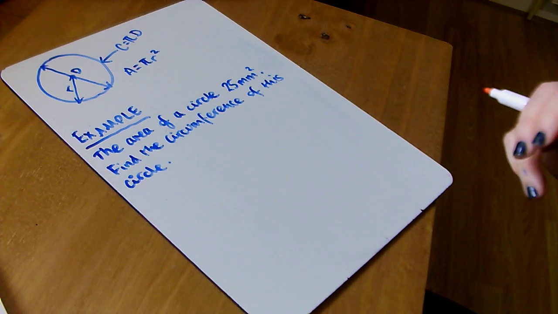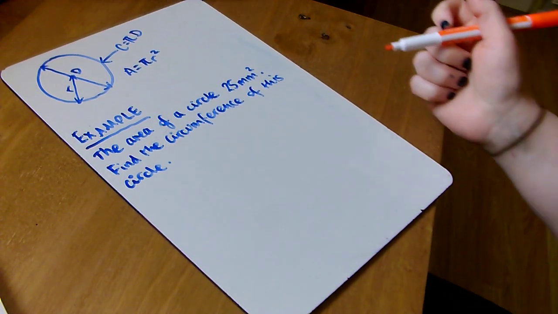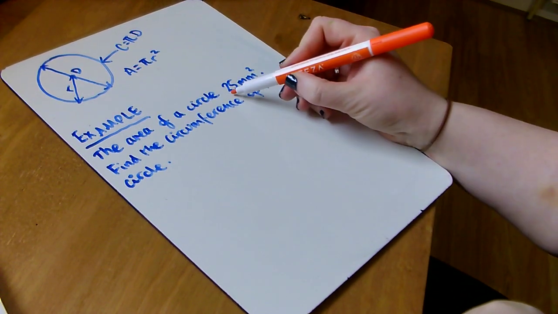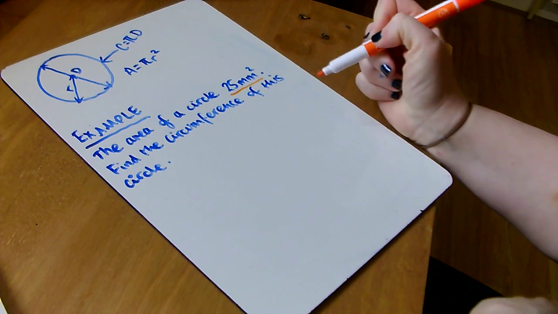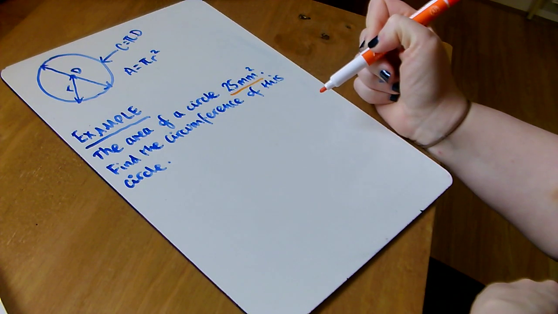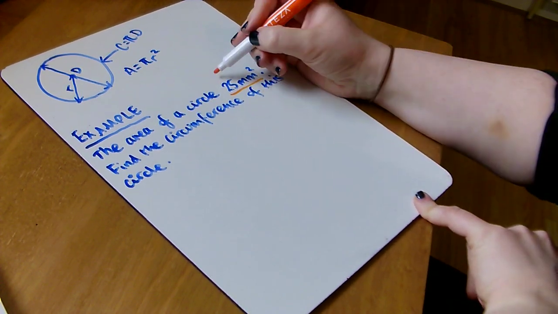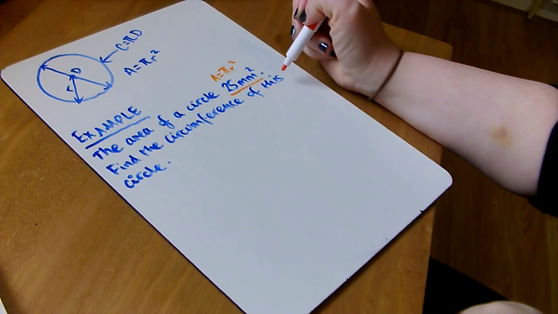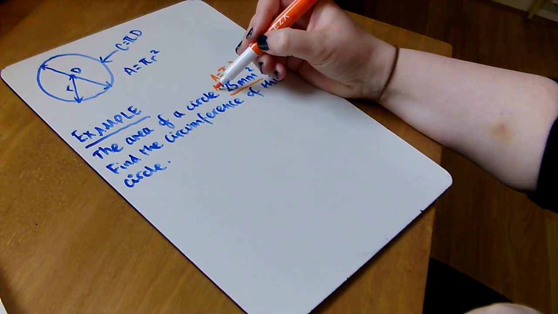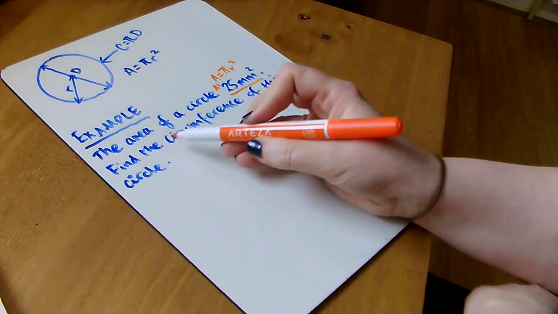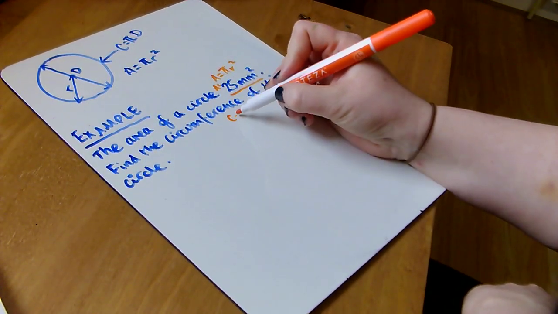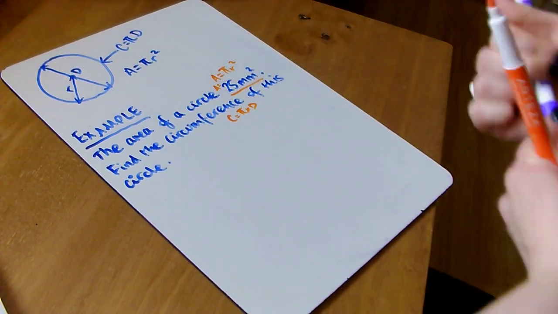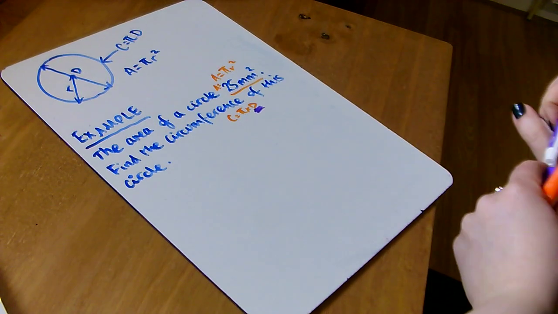So we've got a few things here. It kind of looks as though we've got limited information, because we're only told the area. Now, I know that the area is pi r squared. I also know that the area is 25. Now I'm asked to find the circumference. That's what I'm trying to find. So in order to get the circumference, I really need the diameter.